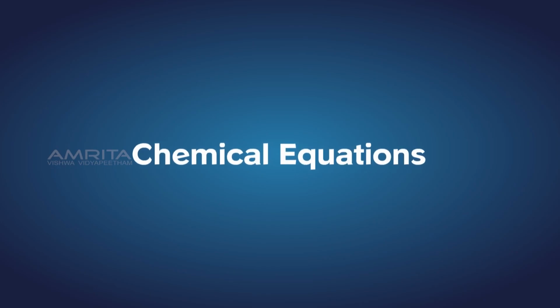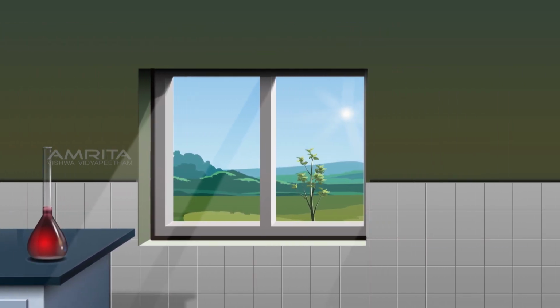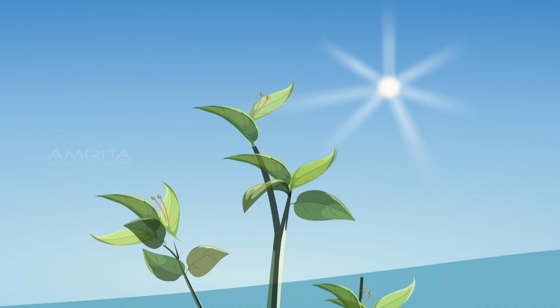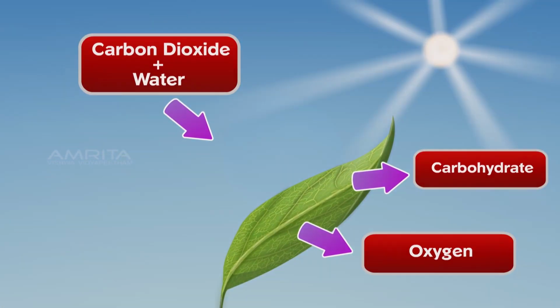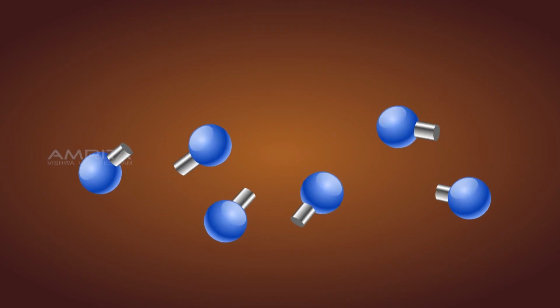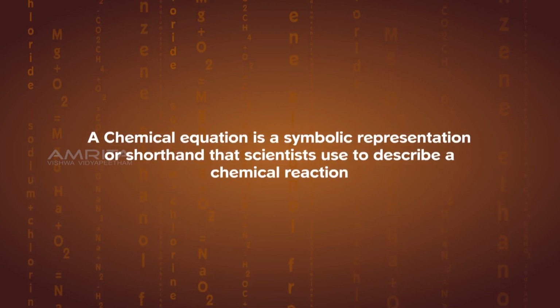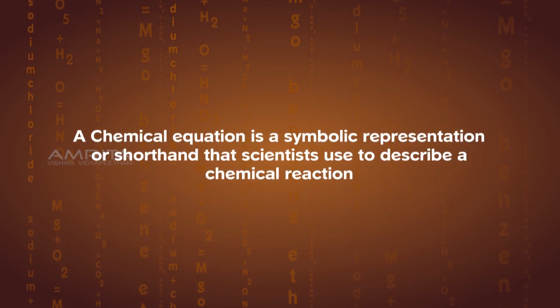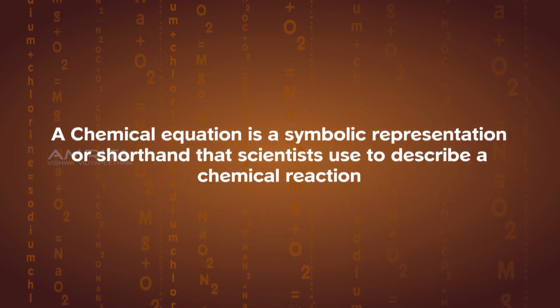Chemical equations. Chemical reactions happen all around us in our day-to-day activities. In these reactions, substances either bond or break, thus releasing or consuming energy. A chemical equation is a symbolic representation or shorthand that scientists use to describe a chemical reaction.